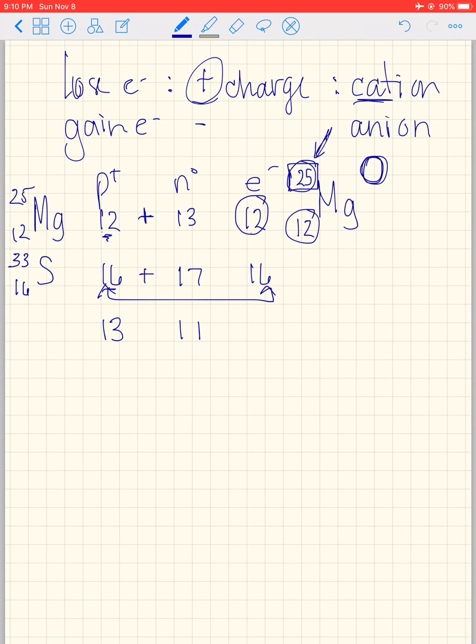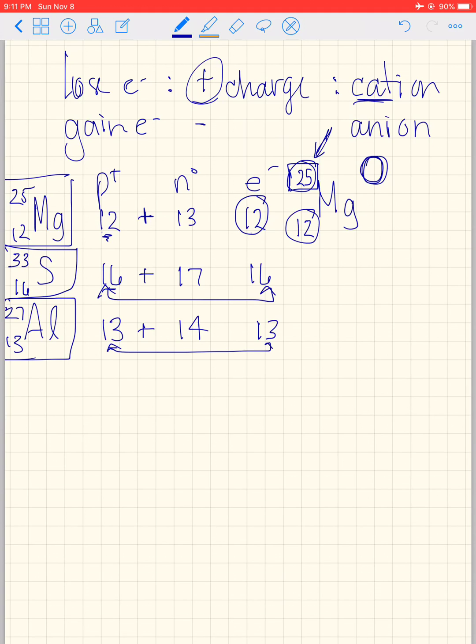13, 14, and 13. I'd like you to pause the video and try this one on your own and see what you get. Okay, hopefully what you found was that because it's element number 13, it's aluminum. And you always put the atomic number down here. The mass is the sum of these two, 27. These two are the same, and so my positives balance out my negatives, and it's neutral. So for the first one, magnesium would look like this. Magnesium would look like this. The sulfur would look like this. And the aluminum looks like this.